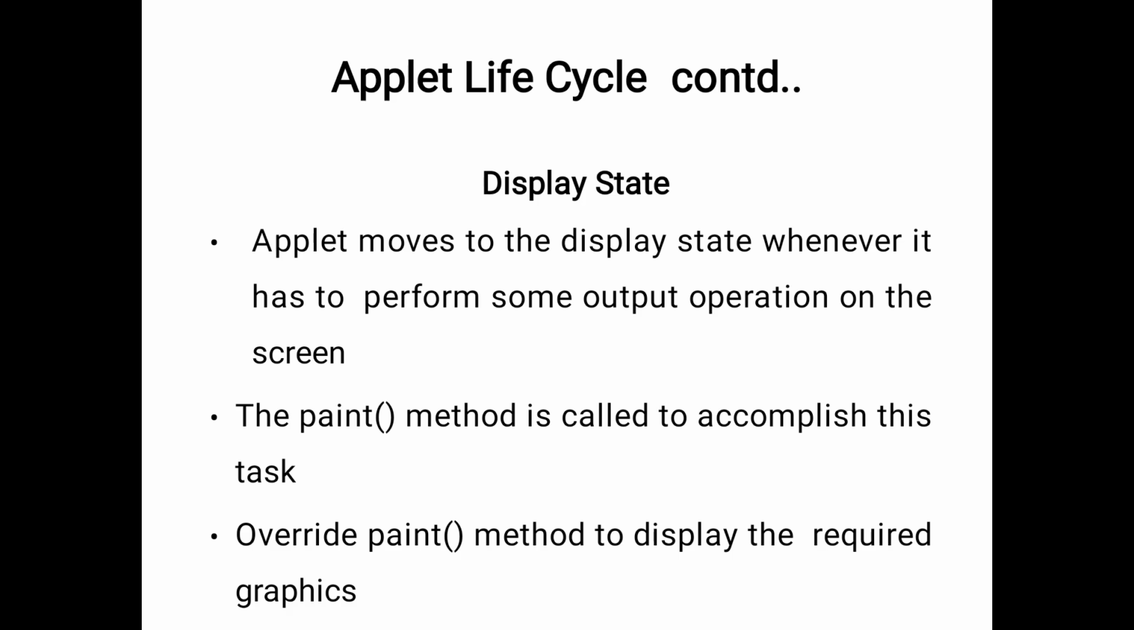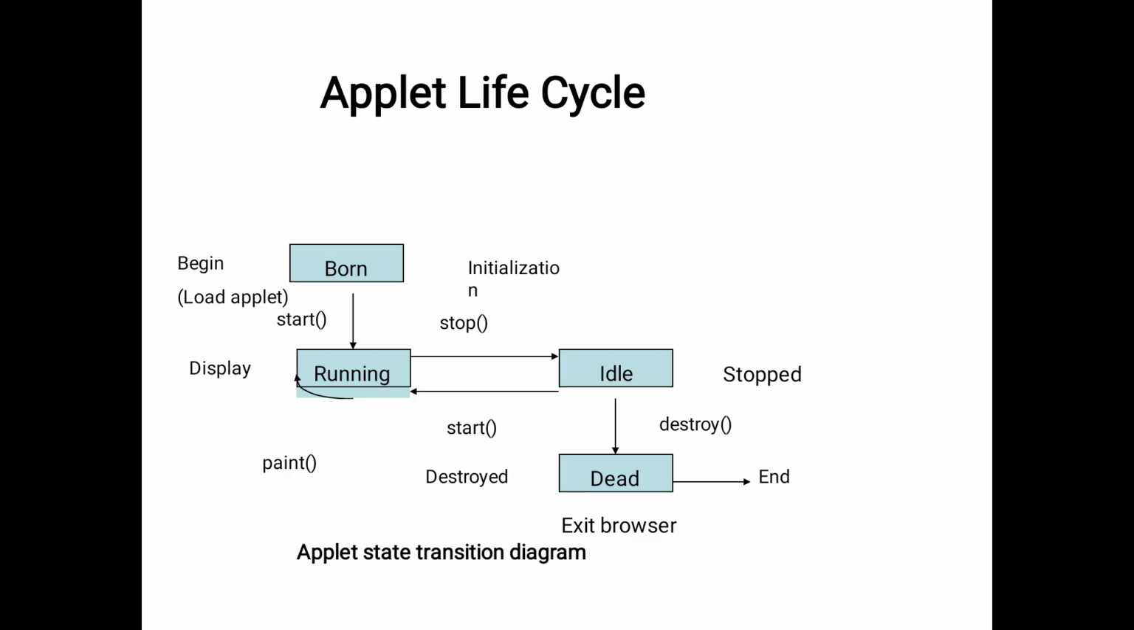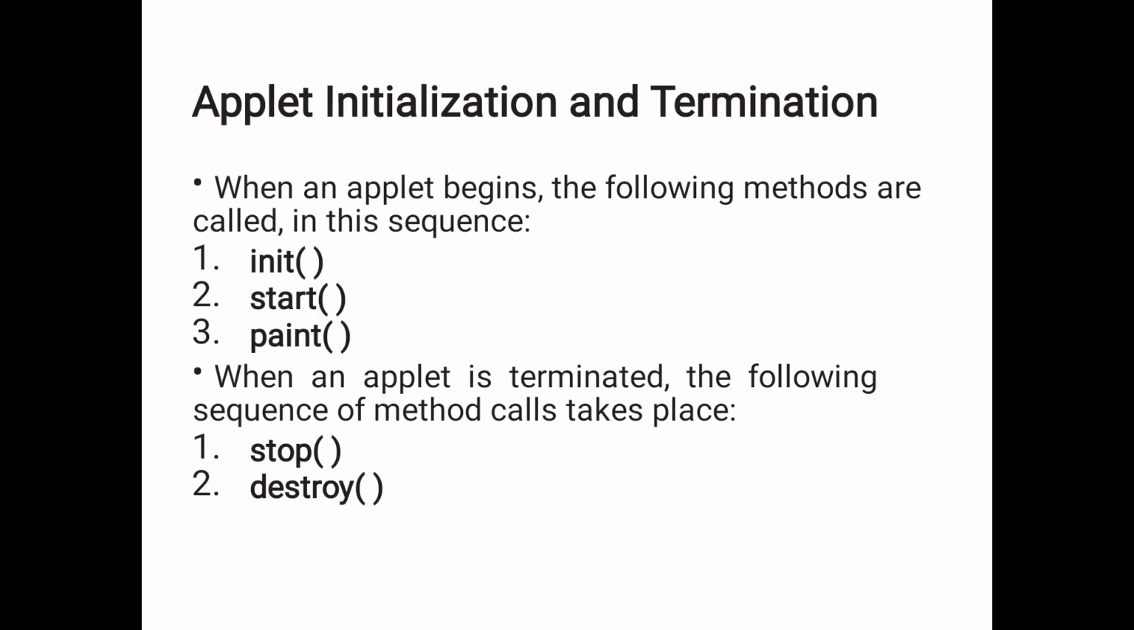This is the applet state diagram that specifies the initialization, that is the born state, running, idle and dead state. When an applet begins, the following methods, that is init, start, paint, are executed in sequence. When an applet is terminated, stop and destroy methods are called in sequence.